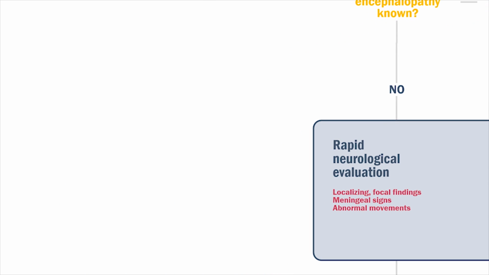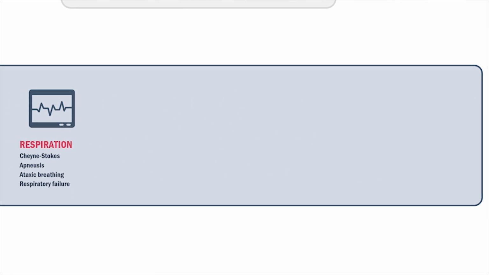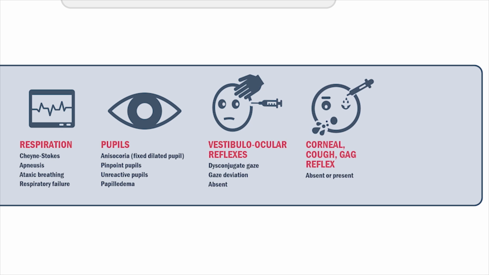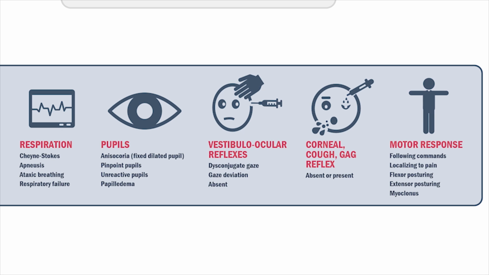Next, we need to move on to a rapid neurologic evaluation. We are looking for localizing or focal findings to help us identify a structural lesion, but also we check for meningeal signs and observe for abnormal involuntary movements such as myoclonus. That last one is to help with pathological differential. These movements can suggest seizure, serotonin syndrome, or NMDA receptor encephalitis. Our coma exam essentially has 4 components: respirations, pupils, brainstem reflexes, and motor responses.